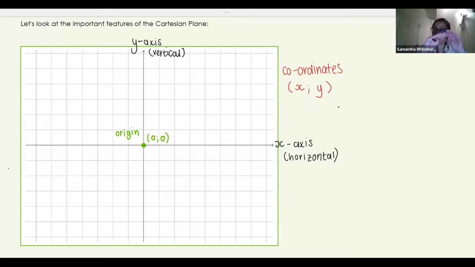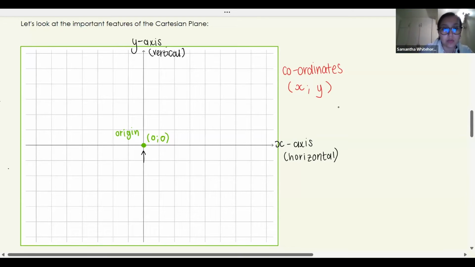So if we just work with the horizontal one first, because that's more like the type of number line we're comfortable with, if we think about a normal number line, if we start at 0, so if we start at the origin, and move to the right, we're now going towards positive infinity. So all of these values to the right are now positive, and we are increasing those values as we move along.